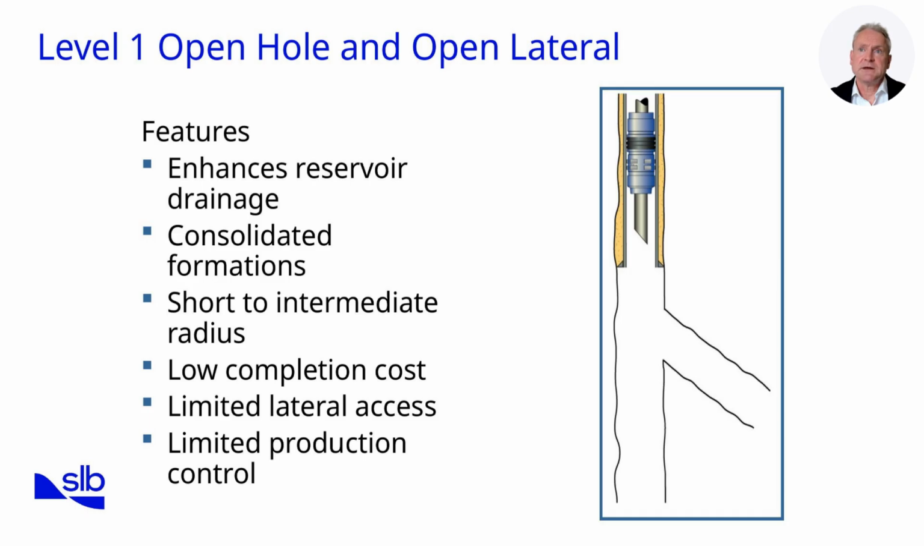The diagram on this slide shows a simple schematic with the main bore and an open lateral branching out. The absence of casing or support is clear, highlighting the simplicity but also the vulnerability of this design. Level 1 therefore offers cost savings but minimal control. Next, we step up in complexity to Level 2, where casing is introduced.